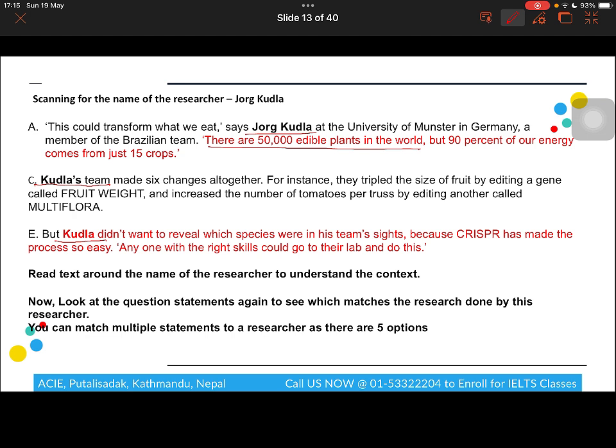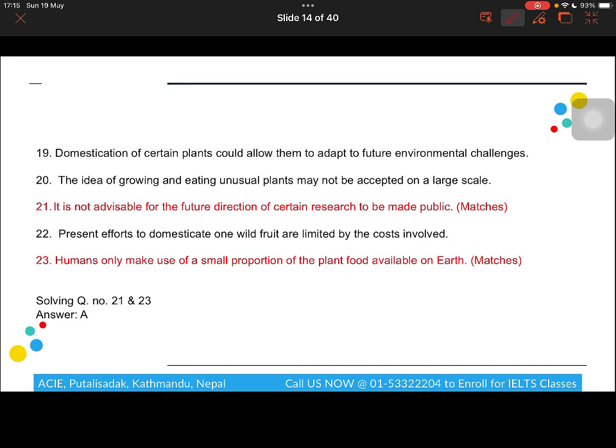So this is the information that I found near the word Kudla. Now go back to the statements and see which statement matches the information associated with the feature Georg Kudla. As we start reading the first statement, domestication of certain plants could allow them to adapt to future conditions, we do not find any information related to that. Question number 20, the idea of growing and eating unusual plants may not be accepted on a large scale. Again, this is not something that I found for Georg Kudla.